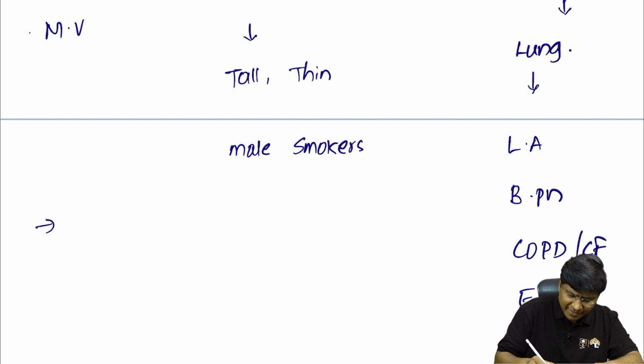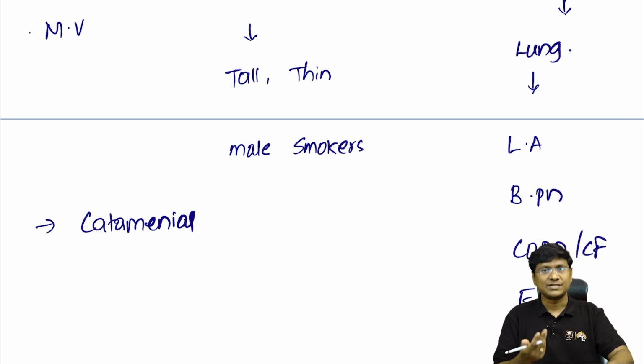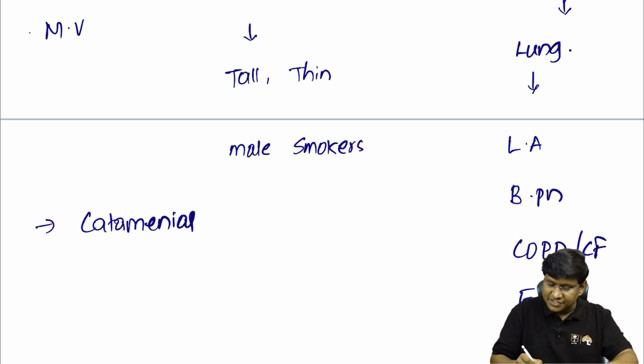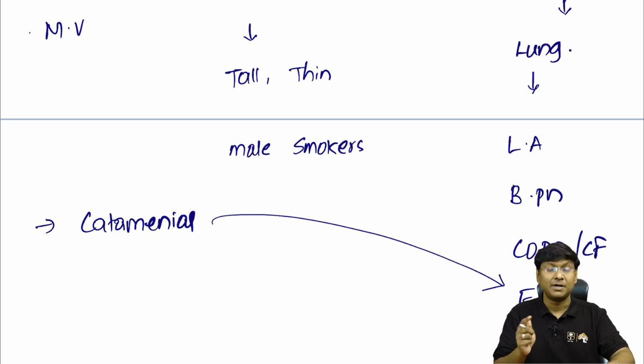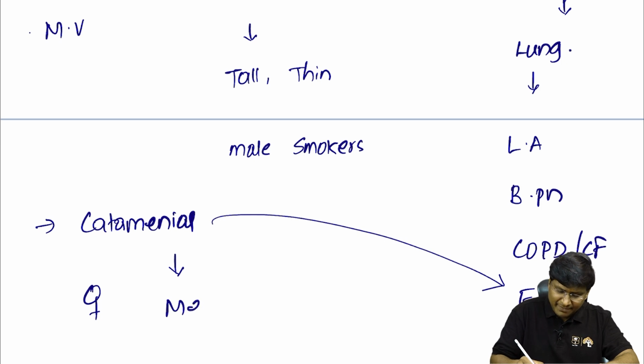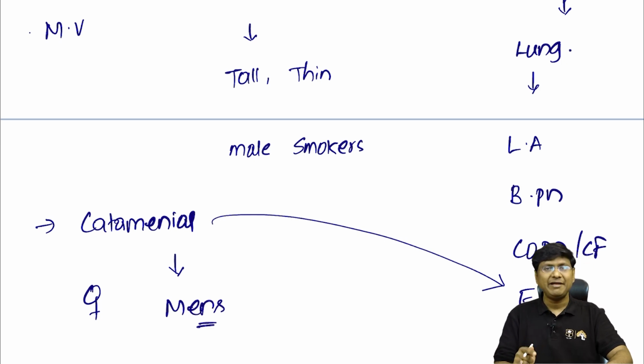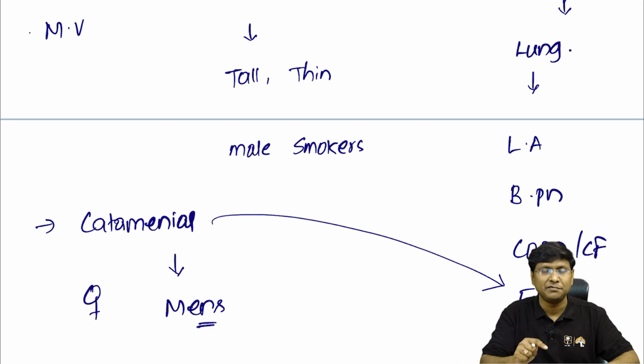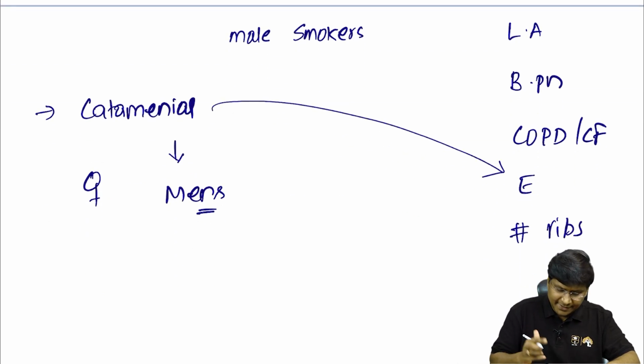You need to remember one important terminology called catamenial lung disorders or catamenial pneumothorax. Catamenial pneumothorax is observed in females with pulmonary endometriosis. These patients will develop pneumothorax with every menstrual cycle. That is what is called catamenial pneumothorax, right?